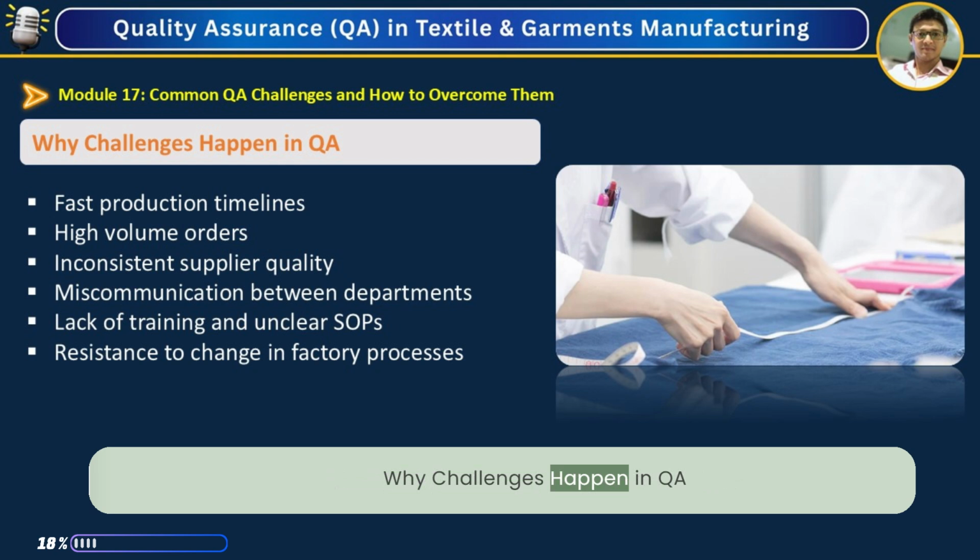Why challenges happen in QA. Fast production timelines. High volume orders. Inconsistent supplier quality. Miscommunication between departments. Lack of training and unclear SOPs. Resistance to change in factory processes.